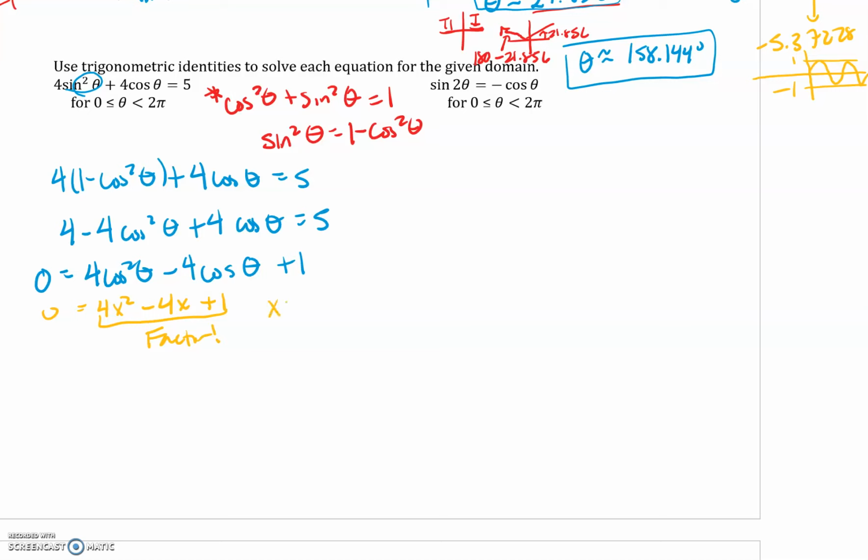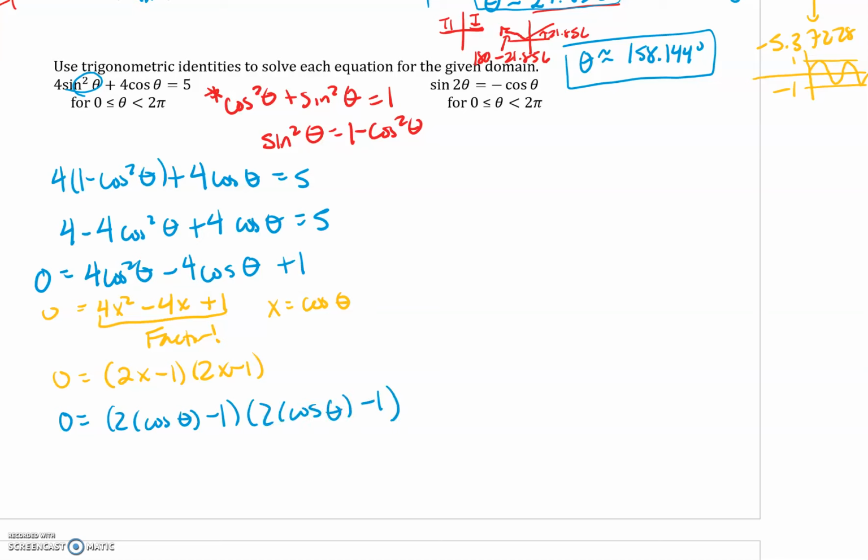And remember again, x is our trig function. So x is not theta, x is cosine theta. This does end up being factorable, so this actually becomes 2x minus 1 times 2x minus 1. So I'm going to go ahead and replace the x with the cosine. And what's nice about this is because it's a perfect square trinomial, meaning our two factors are the same, we only have to solve this once, right? Because it's the same. So why do the same work twice?